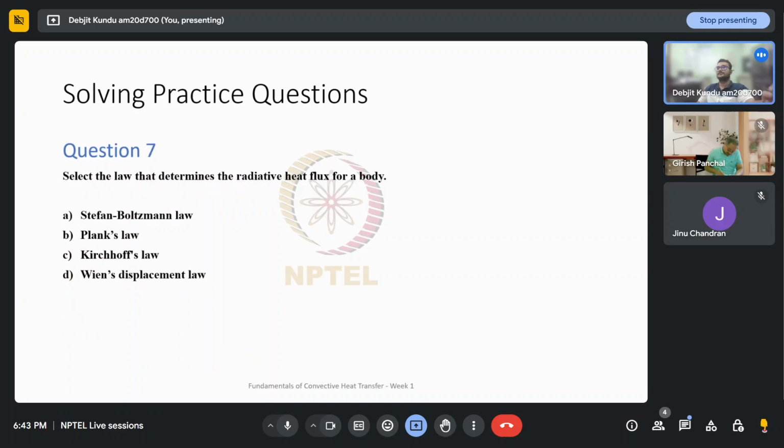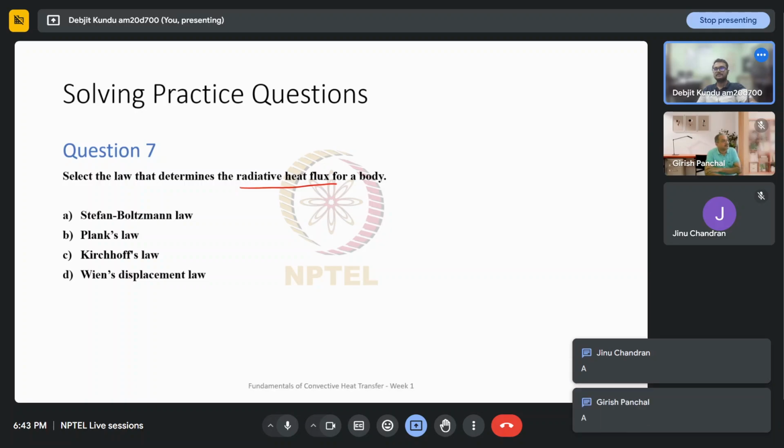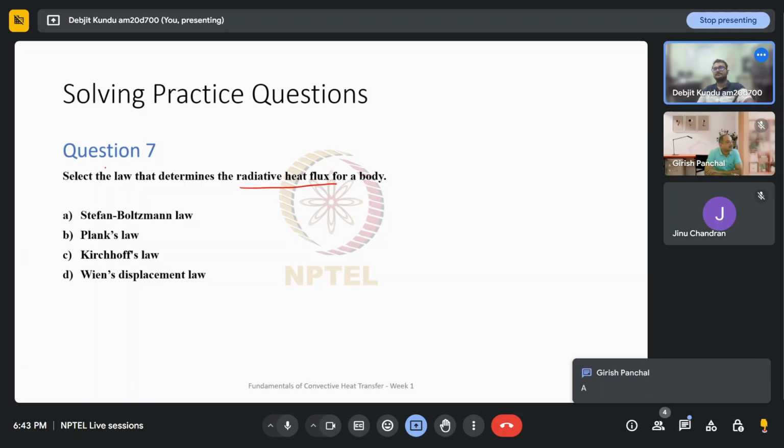We'll move on to question number 7 now, which is asking us to select the law that determines the radiative heat flux for a body. Is it option A, Stefan-Boltzmann law, option B, Planck's law, option C, Kirchhoff's law, or option D, Wien's displacement law? Okay, so we have two very quick responses in favor of Stefan-Boltzmann law, which is indeed correct.